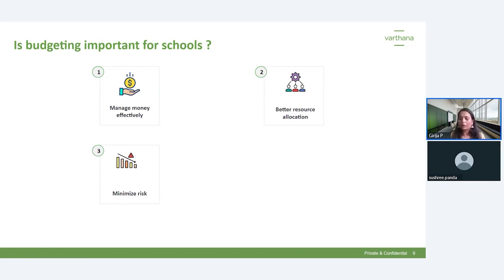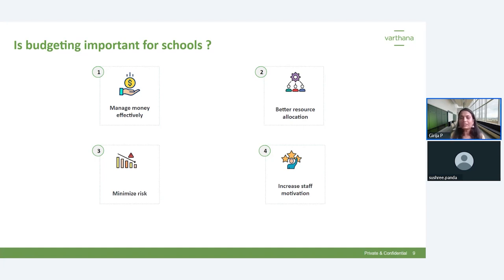And the last is that if the school is managing everything effectively, doing better resource allocation, and is prepared for the future, it will definitely increase staff motivation or teacher motivation to work and push their boundaries.